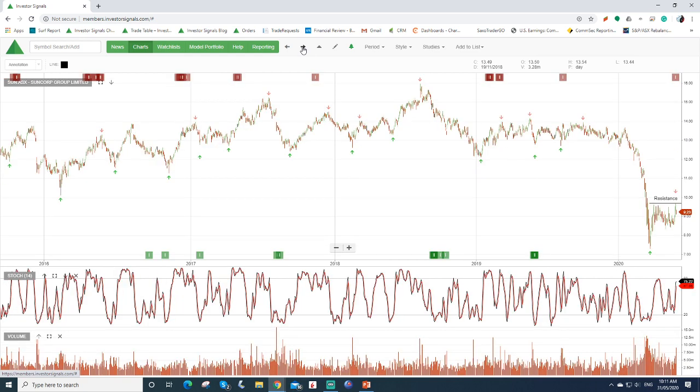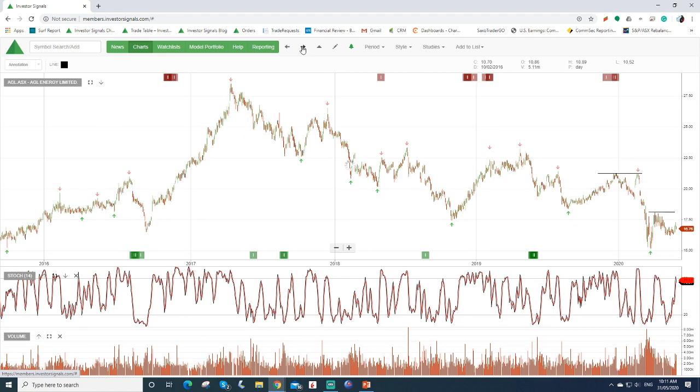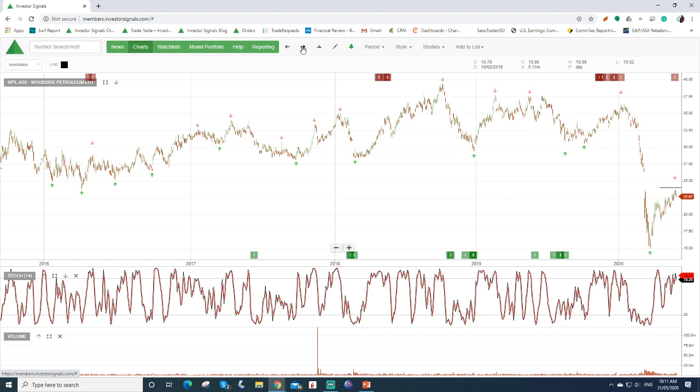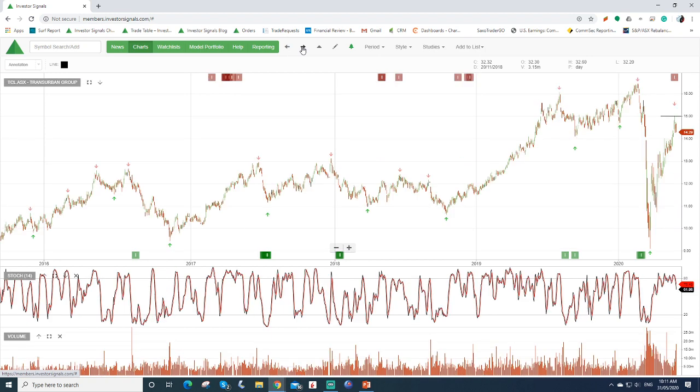Suncorp, up against resistance, pretty cautious there. I don't think Suncorp's taken enough of a write down within their banking business. AGL Energy, undersell conditions. Vicinity, undersell conditions. Woodside Petroleum now up against resistance there and undersell conditions at $22. Transurban, we think the recovery's bounce is completed here at $15.